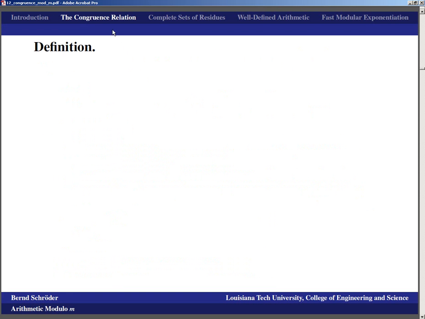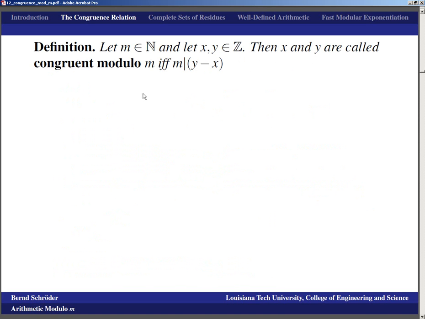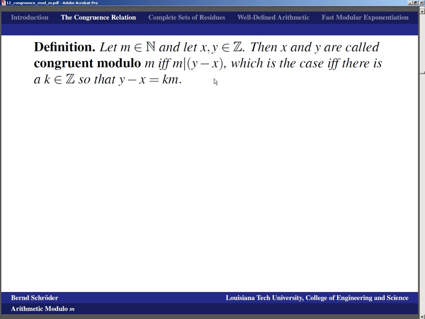And so the definition of the congruence relation really hits upon exactly that point. You take m to be a natural number, that's the modulus, and we let x and y be integers. Then x and y are called congruent modulo m if and only if m divides y minus x.